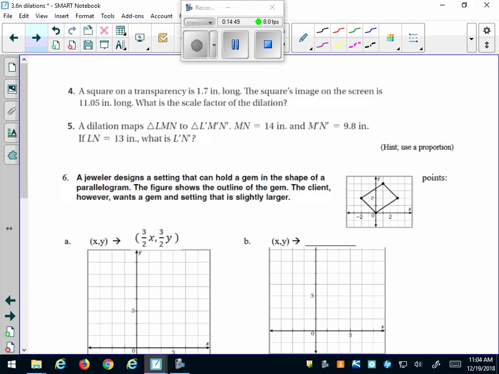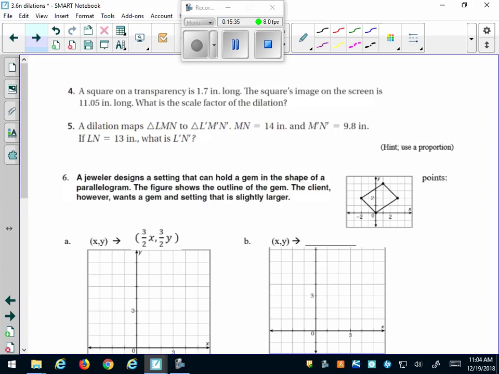All right, let's look at number 4. A square on a transparency is 1.7 inches long. The square's image on the screen is 11.05 inches long. The transparency, by the way, refers to that little sheet of clear plastic that a teacher would use on top of an overhead projector. They put it down, and it projects onto the screen larger for you to see, right? So the square on the transparency, drawn on that little piece of plastic, is 1.7 inches. When it's enlarged on the screen, it's 11.05 inches.